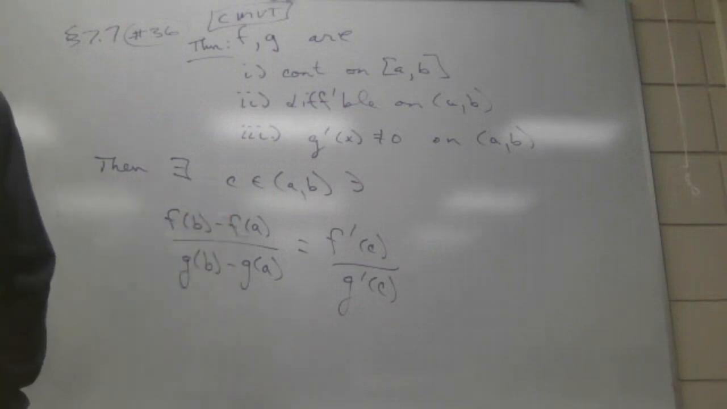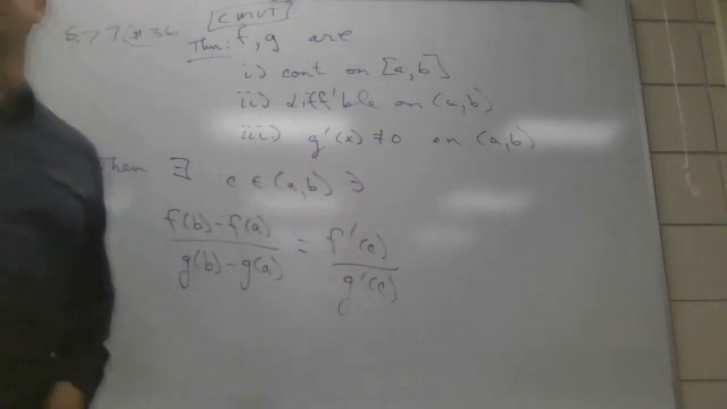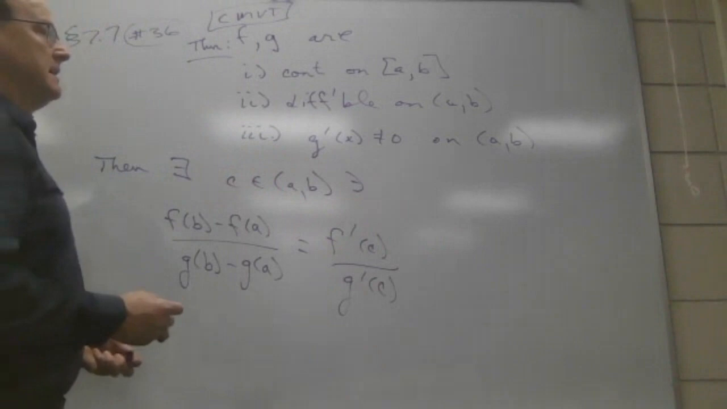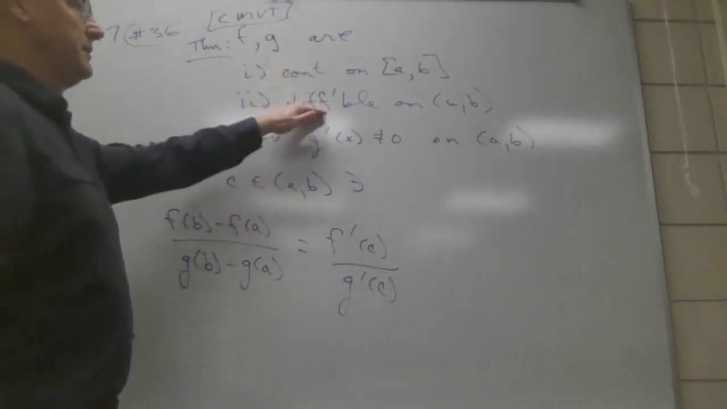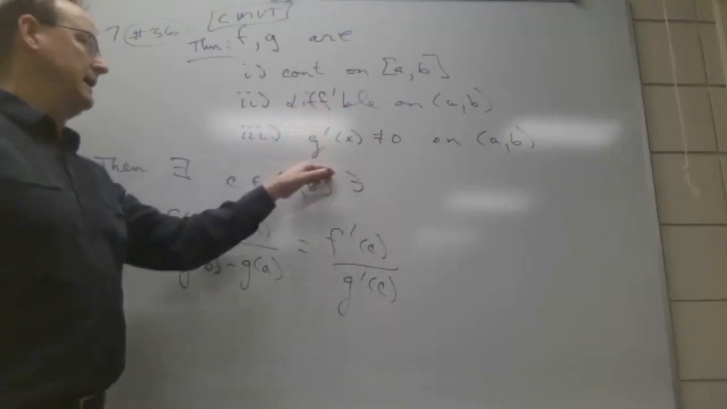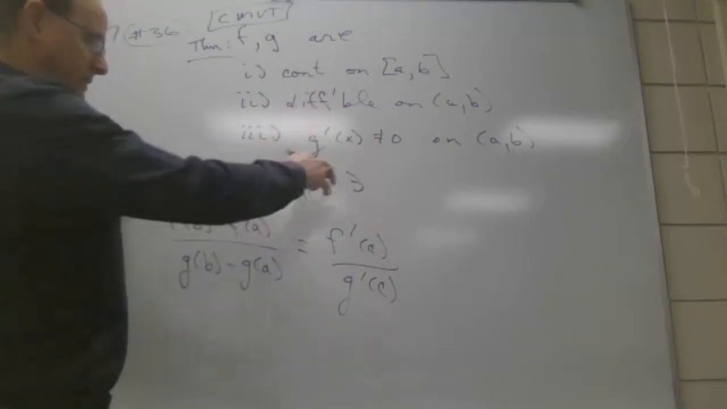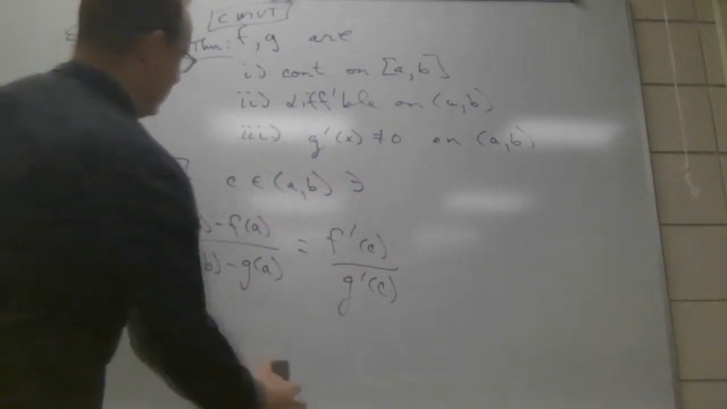Now they use a z in the book. No big deal. We always use a c, right? So it didn't really matter either way. So that's the theorem: continuity on the closed interval, differentiability on the open interval. We had that a lot in Calc 1, right? And this is similar to the numerator over denominator of the mean value theorem, really.